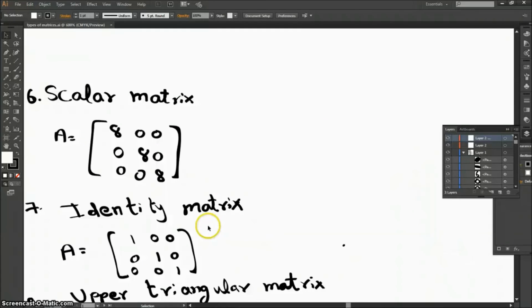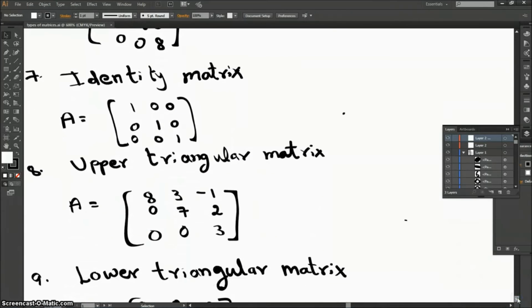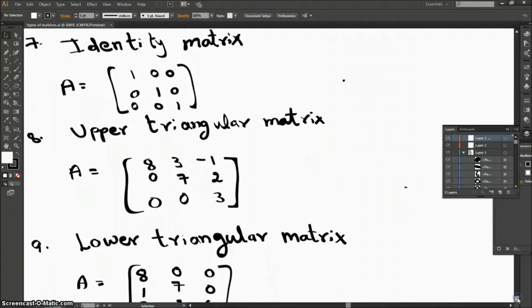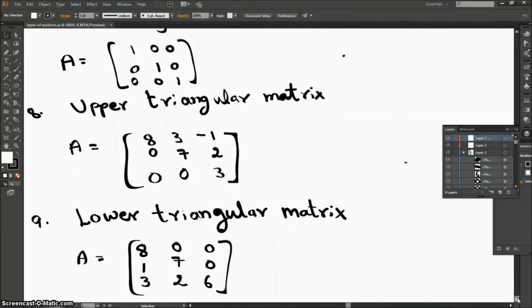Identity matrix. In a scalar matrix, if all the diagonal elements are equal to 1, then it becomes an identity matrix. Next is upper triangular matrix. Look at this case, I'll show you. Select a brush. This 8, 7, 3. 8, 7 and 3, these are the diagonal elements, principal diagonal elements.